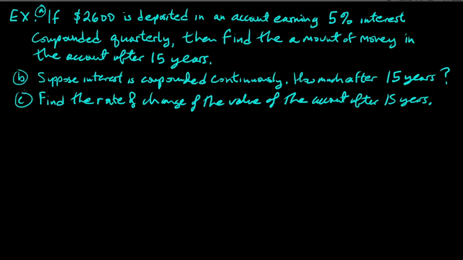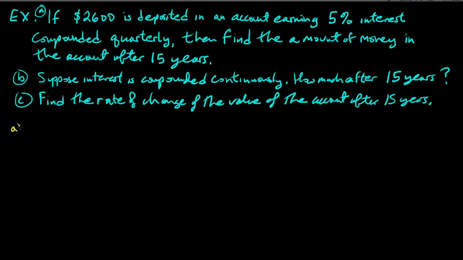So that's part A. Part B, suppose the interest is compounded continuously instead of quarterly. Then how much is in the account after 15 years? And finally, find the rate of change of the value of the account after 15 years. I know it's a little sloppy, so I'll read it again. Find the rate of change of the value of the account after 15 years. Because that's part C. So let's go back to part A.